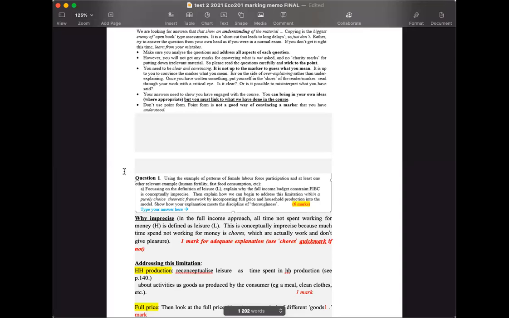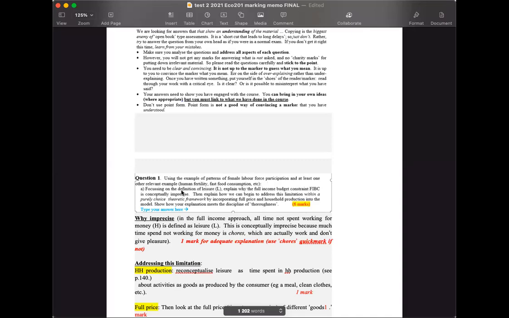All right. Let's look at test two. So questions 1 and 3. Question 1, you had to make use of the example being given to you and at least one other relevant example. So here you had female labor force participation and you had fast food consumption here.